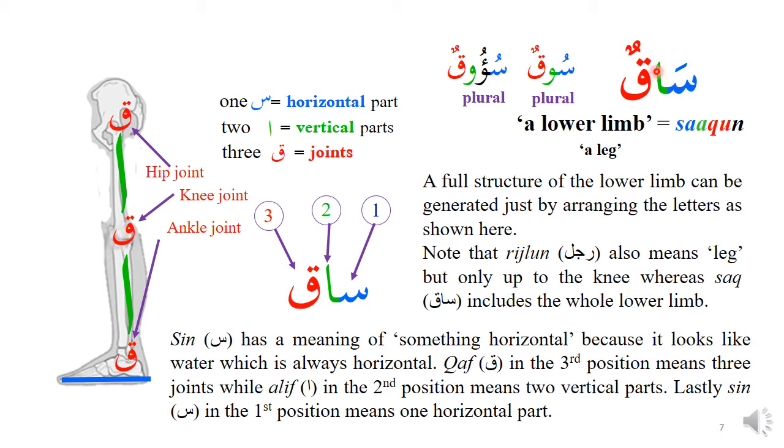And here you see the Qaf is in the 3rd position. In Kadam it was in the 1st position, which was indicating 1 joint, but here Qaf is in the 3rd position, which means 3 joints here. So if you just rearrange these letters, sin is the horizontal, because water is always horizontal, so sin is the horizontal part of the foot, and then the 2 alifs are the 2 main bones of the lower limb, and then the Qaf is the 3 joints, interparts. So you just have to rearrange the letters a little bit, and you can generate the whole structure of the lower limb. Amazing, isn't it?